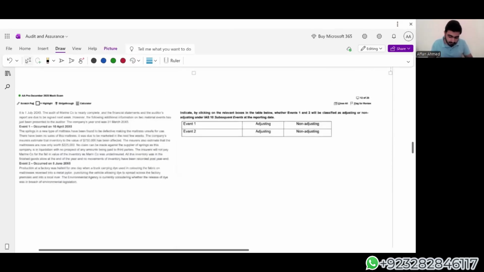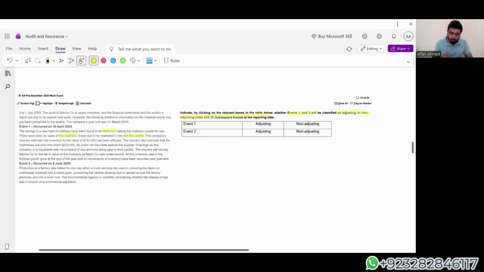They are asking us in question number 2 to indicate by clicking the relevant boxes in the table below whether event 1 and 2 will be classified as adjusting or non-adjusting event according to IAS 10. Okay, let's see. Case number 1 says the springs in a new type of mattress have been found to be defective, making the mattress unsafe for use. There have been no sales for this mattress. It was due to be marketed in the next few weeks.